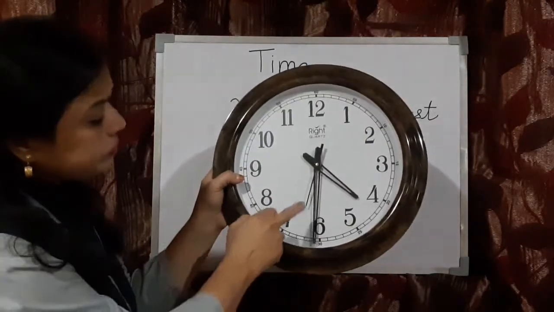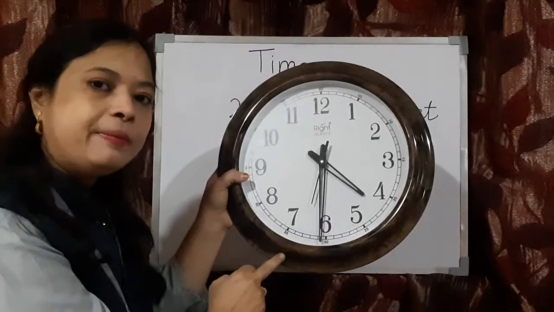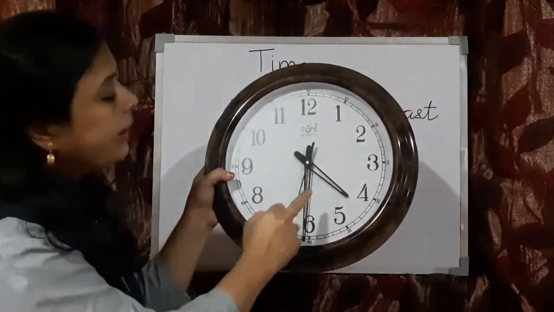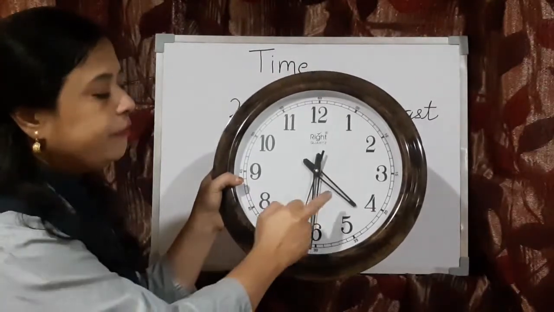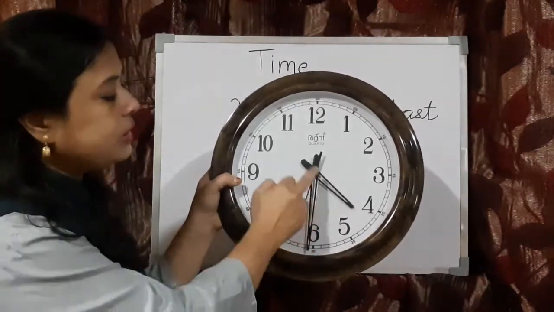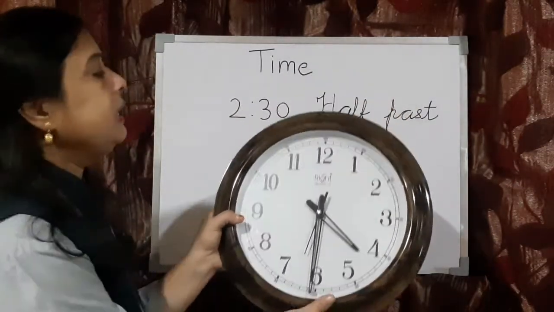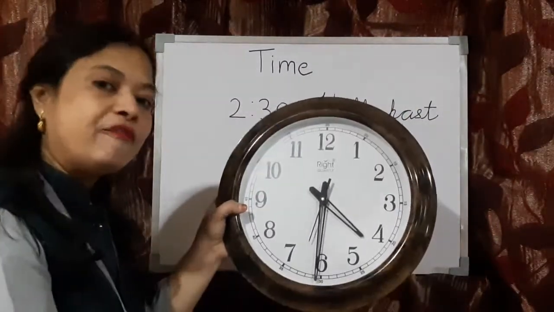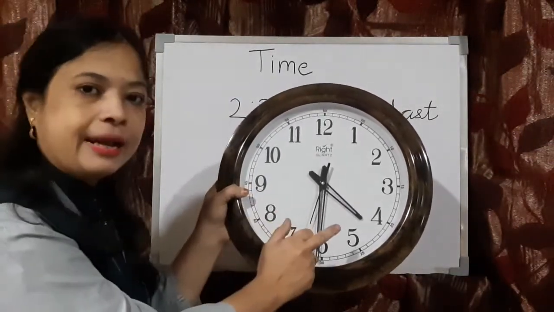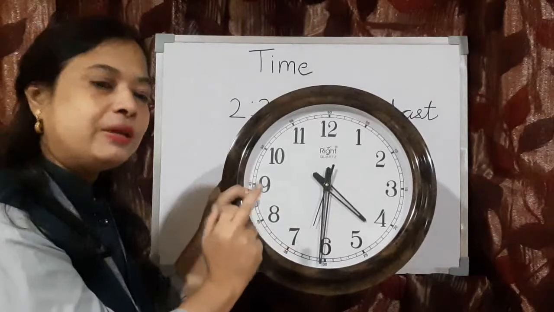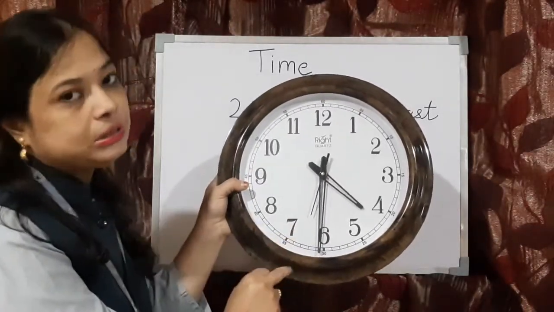So here, where is the long hand? It is on 6. So on 6, how many minutes? 30 minutes. And the short hand is between 4 and 5, so we have to consider 4 here. So what is the time given here? It is 4:30. Or in a sentence, what will we write? Half past 4. So this way you just have to see where the short hand is. In half past, the short hand is always between the 2 numbers and the big hand is on the 6 number.